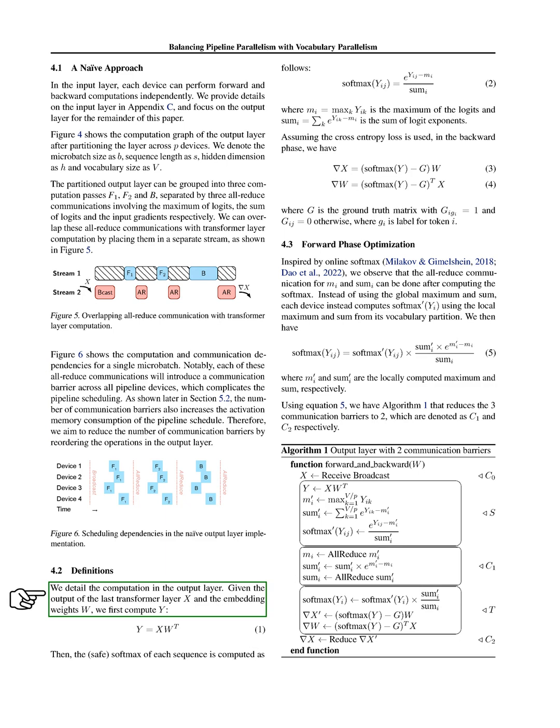Next, we detail the computations in the output layer. Given the output from the last transformer layer and the embedding weights, we first compute Y. Then, we calculate the softmax for each sequence using the local maximum and sum from each device's vocabulary partition. This adjustment allows us to reduce the number of communication barriers from 3 to 2, which we denote as C1 and C2. The operations in C1 involve tensors of a smaller size, which significantly eases the computational load when overlapping with the transformer layer computations.